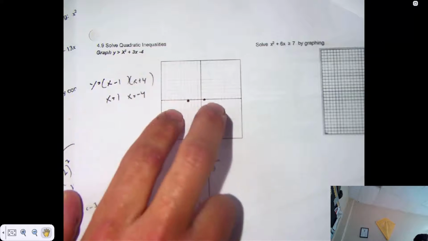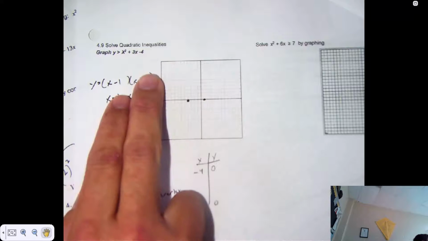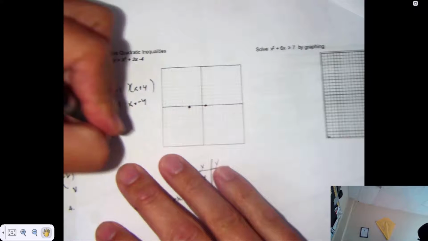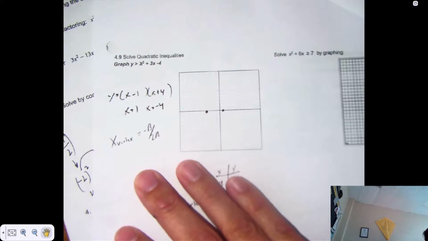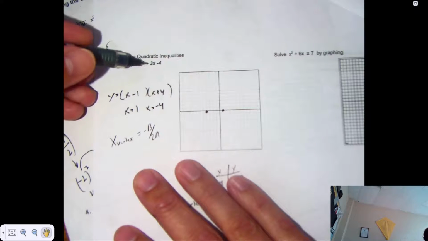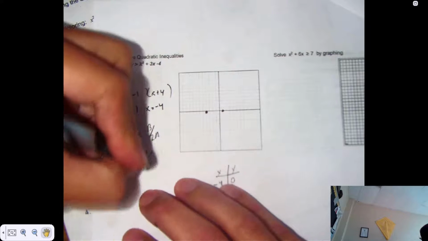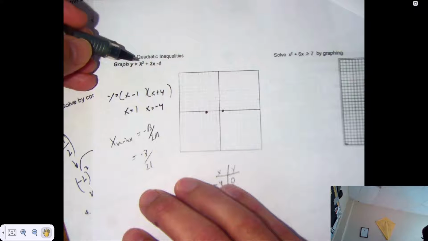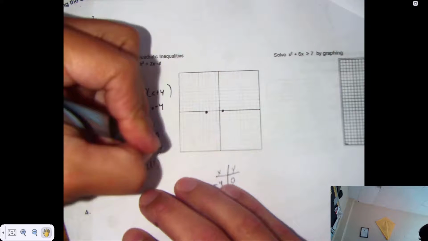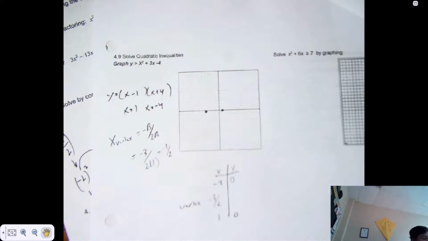Quadratic formula returns 0, son. It returns x-intercepts. I'm going to use that the x coordinate of the vertex is at opposite b over twice a. Opposite of a positive 3 is a negative 3. Twice a, which is what? 1? Negative 3/2. There's the x value of the vertex.